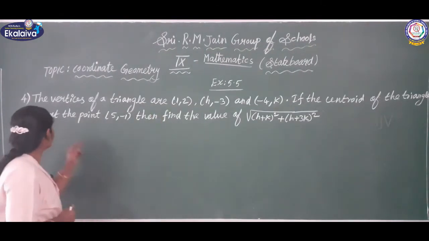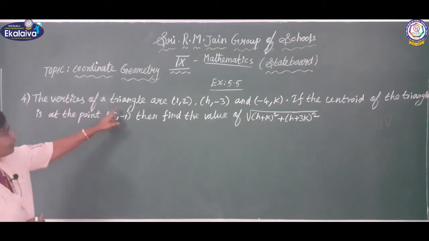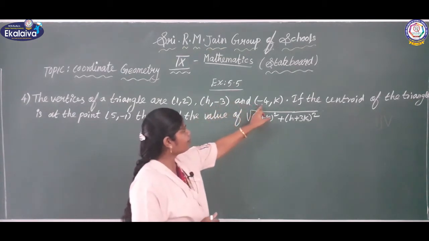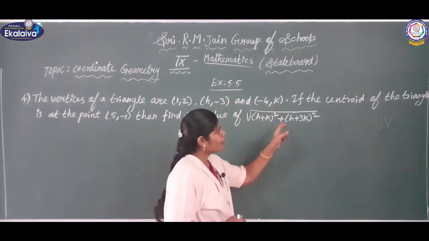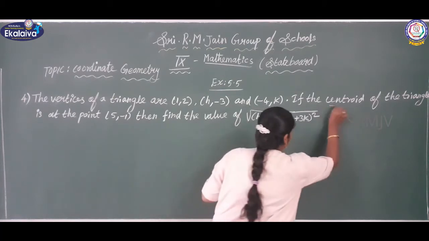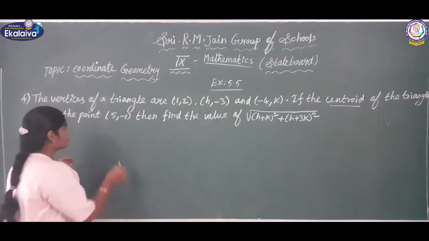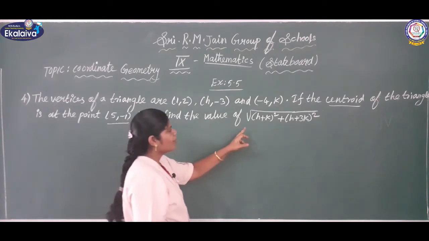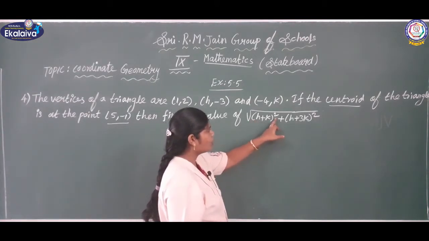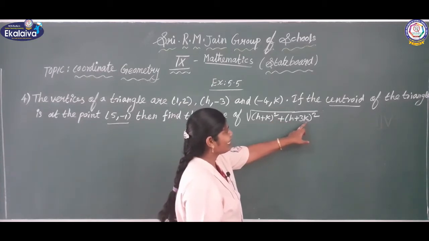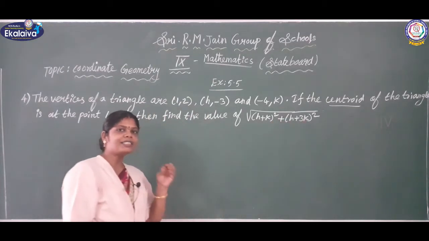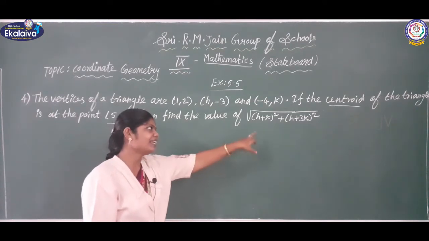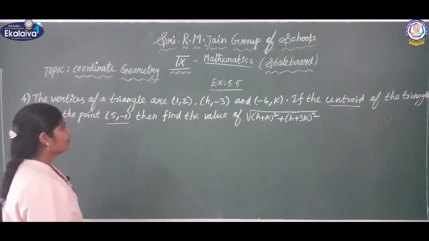See the next one, fourth one. The vertices of a triangle are 1, 2, h, minus 3 and minus 4, k. If the centroid of the triangle is 5, minus 1, then find the value of root of (h plus k) the whole square plus (h plus 3k) the whole square. First we need to find out the value of h and k. Next we need to find this. Okay children?